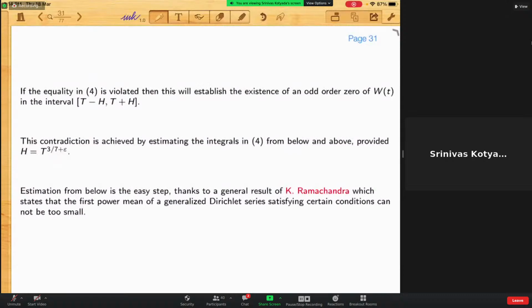As it happens, in most of the problems, when you want to show something, one of the steps is easy and the other step is very difficult. So here also, one has to find an upper and lower bound for the integral I, the modulus of I. Estimation from below, the lower bound, is extremely easy, thanks to a general result of K. Ramachandra on the first power mean lower bounds for a general Dirichlet series, which says that under certain conditions, the function cannot be too small.